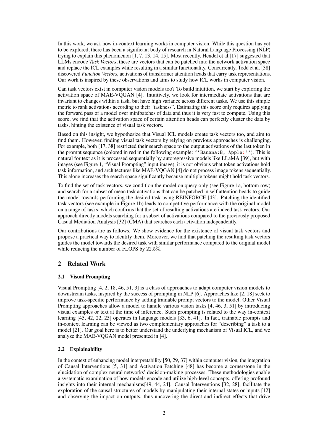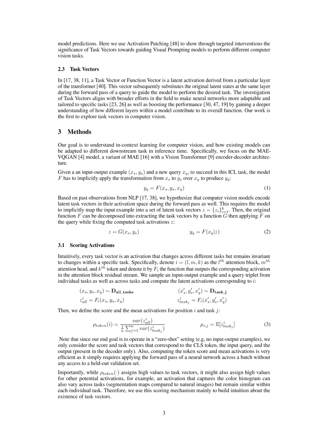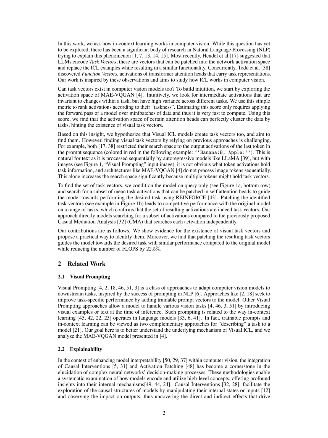This score is calculated by measuring the variance of the activations across all tasks compared to the variance within individual tasks. The mean activations for each position i and task j are also computed as mu_ij equals E[z_i | task j]. The scoring mechanism aims to identify activations that change significantly across different tasks, but remain consistent within a specific task, providing insight into the presence of task vectors in the model's activation space.